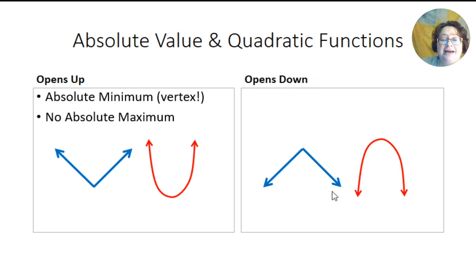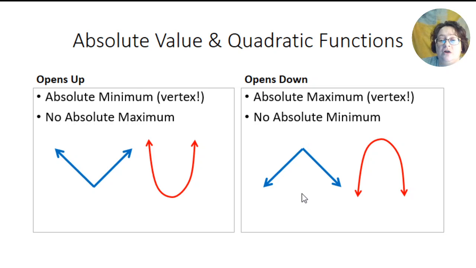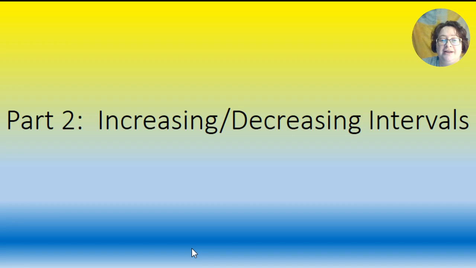If they open down, our highest point is at the vertex, and they go down to negative infinity. So the highest point is going to be our absolute maximum. And because it goes to negative infinity, there are no absolute minimums. Before we wrap up our video today, we're going to look at some examples with these types of equations. But first, let's talk about our increasing and decreasing intervals.